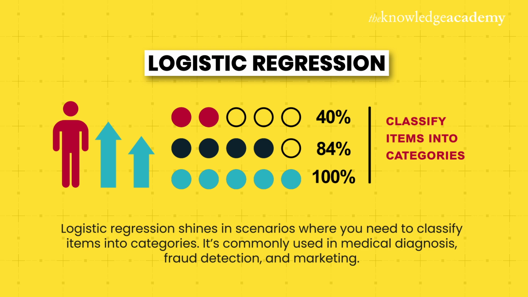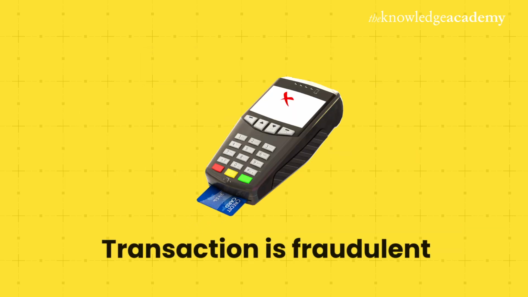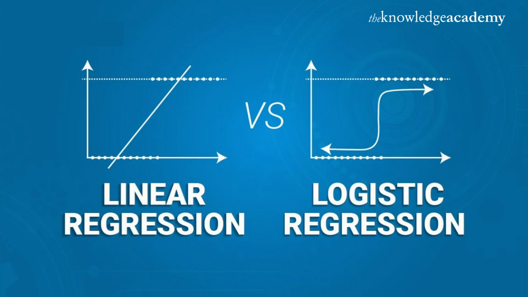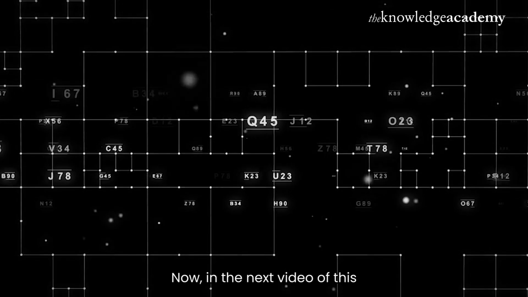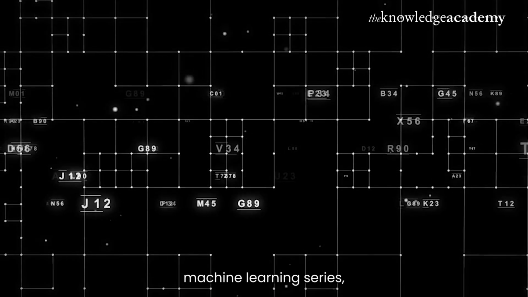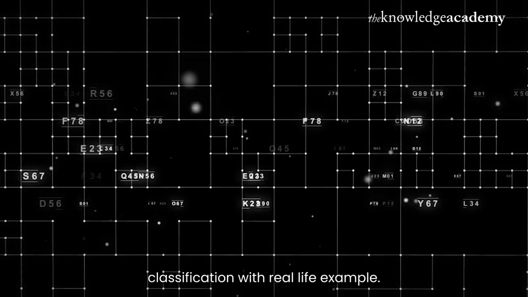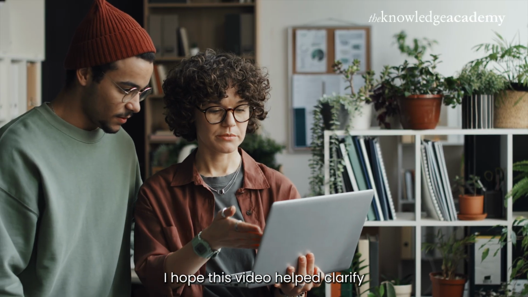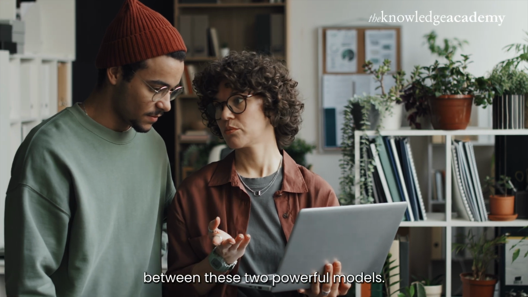It's commonly used in medical diagnosis, fraud detection, and marketing. For example, predicting whether a transaction is fraudulent or whether a patient has a particular disease based on their symptoms. So, there you have it, a detailed comparison between linear regression and logistic regression across various parameters. Now, in the next video of this machine learning series, we will learn about KNN classification with a real-life example. I hope this video helped clarify the differences between these two powerful models.